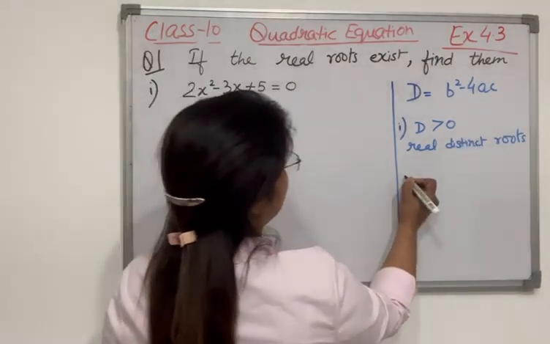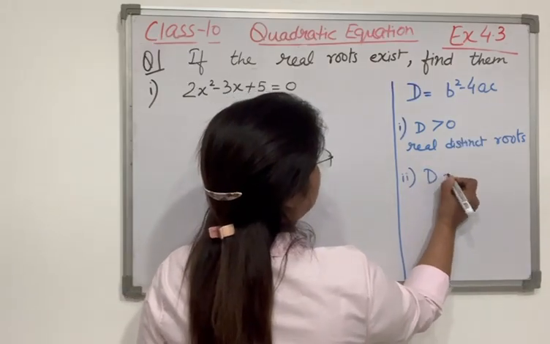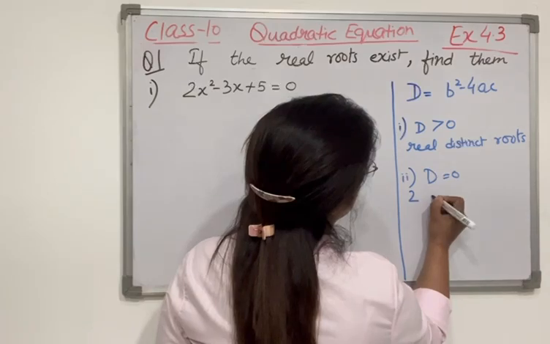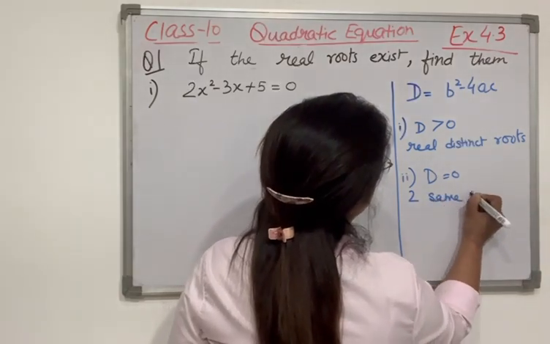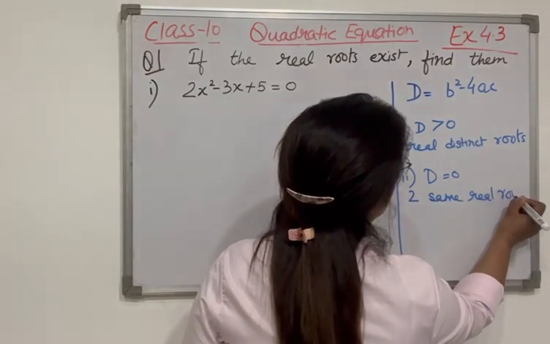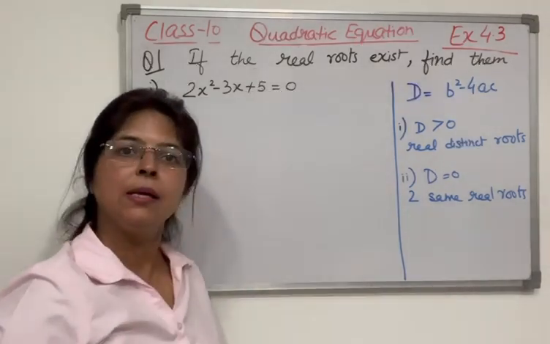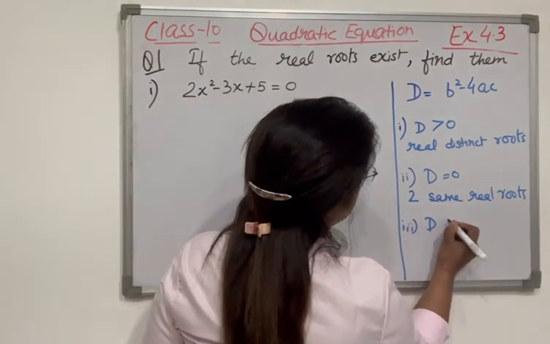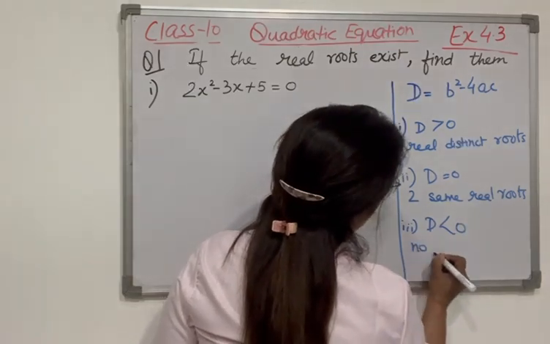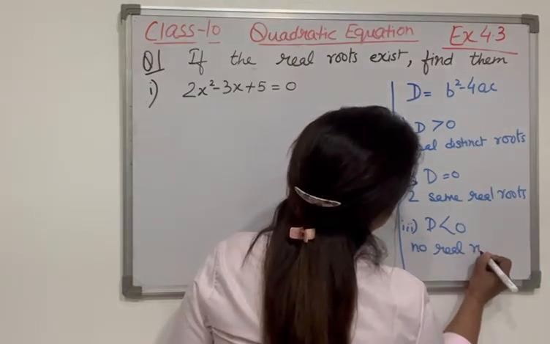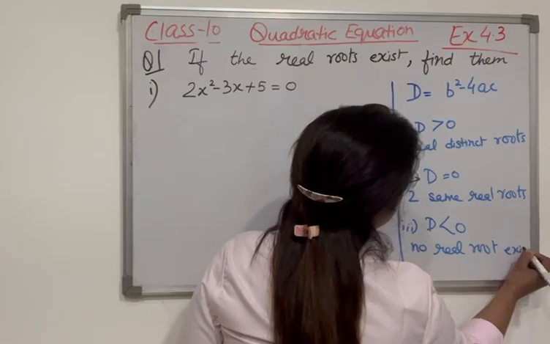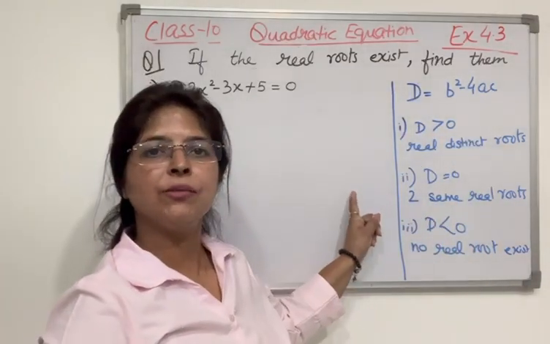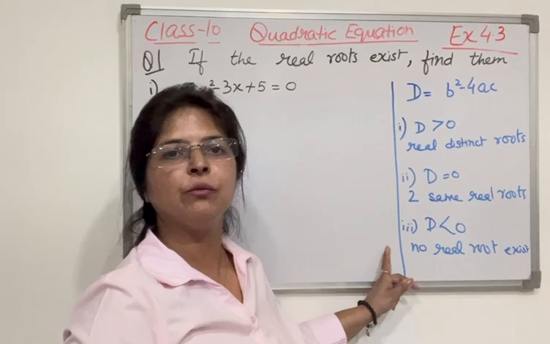And if D is equal to 0, then two same real roots will exist. There will be two roots, but both the roots will be the same. And if D is less than 0, no real root exists. So it means if these two conditions are there, real roots will exist. If this condition is there, real root will not exist.